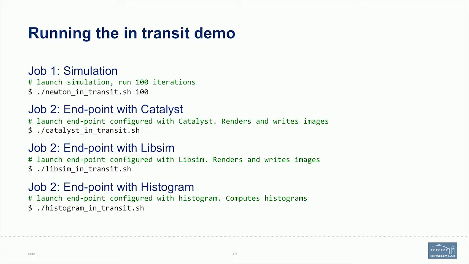Now, these are three different cases. We'll run three different ways. In a second terminal, these scripts start up the ADIOS endpoint and tell it to use either Catalyst or Libsim or the histogram with this XML file. Yeah, we'll be done shortly.